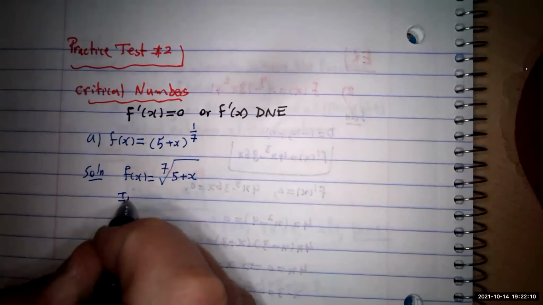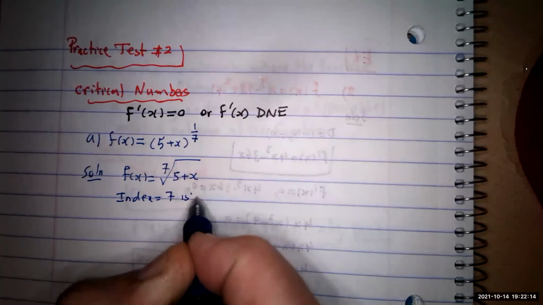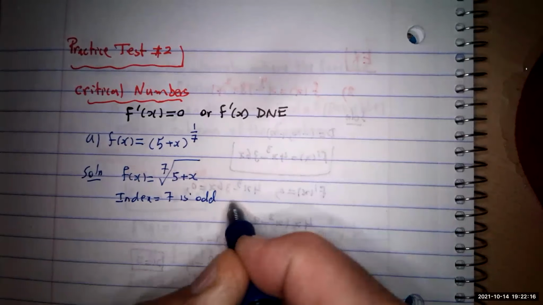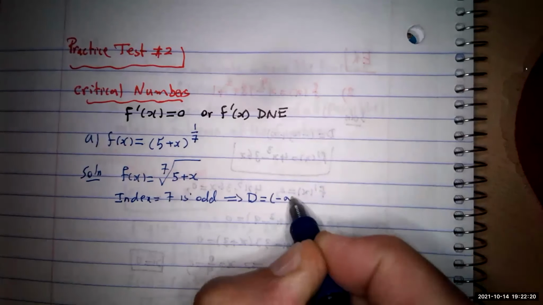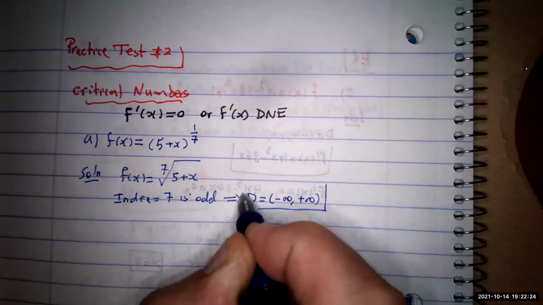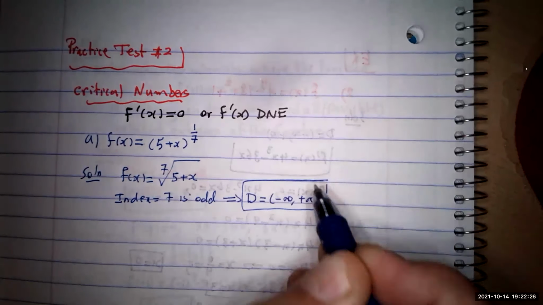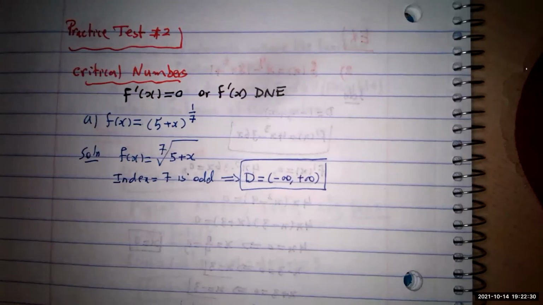So the index of this radical, 7, is odd. That would imply that the domain of this function is negative infinity to positive infinity. This is going to be your first step, the domain of the function. Any question? So that's the case.